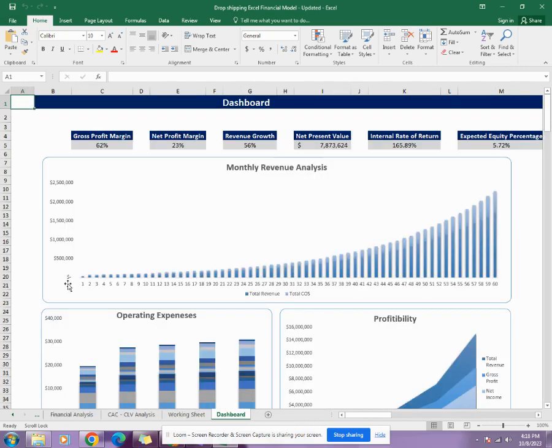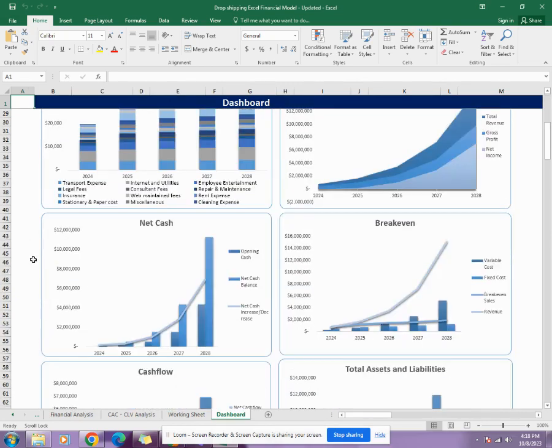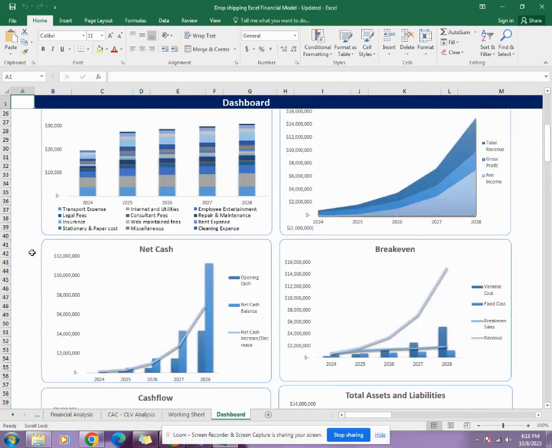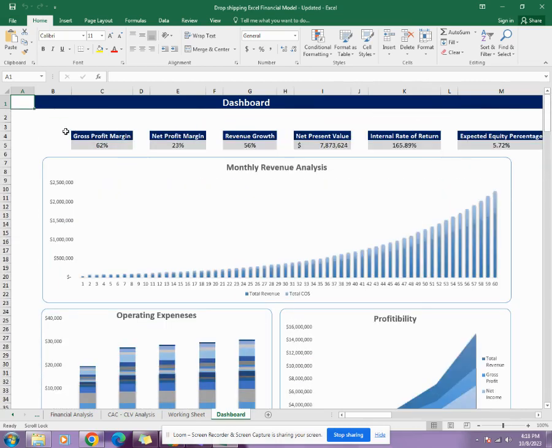Then comes the dashboard. The dashboard includes the graphical context of all the previous things that we have discussed, as you can see over here. It also includes the main KPIs of the business, which helps in making the financial decisions much more smoothly and as quickly as possible.